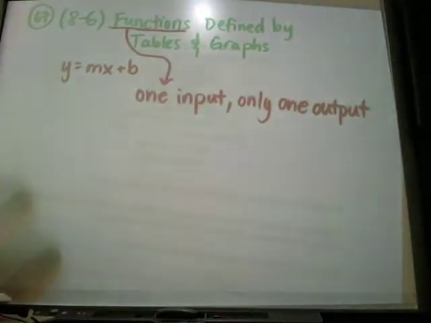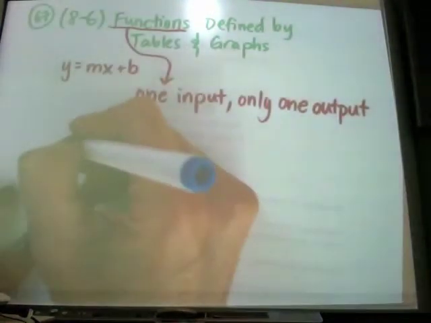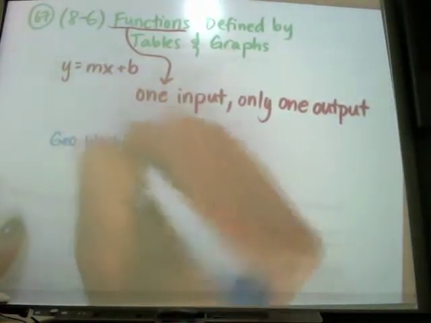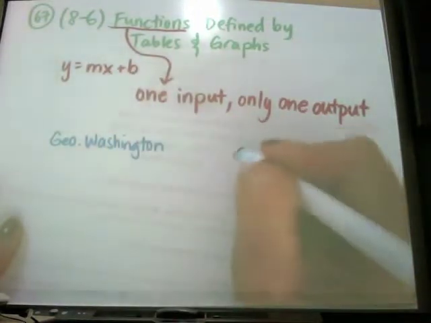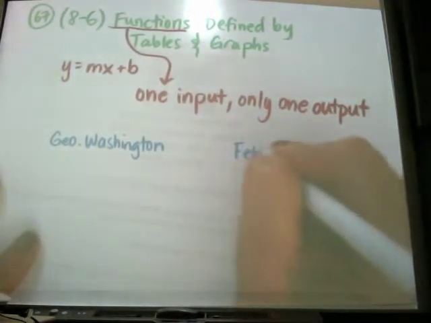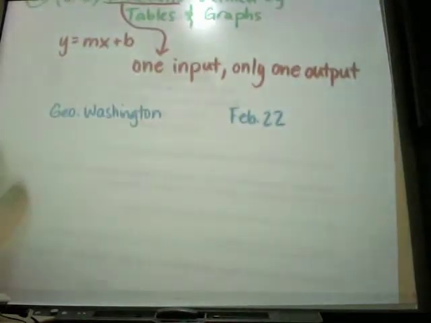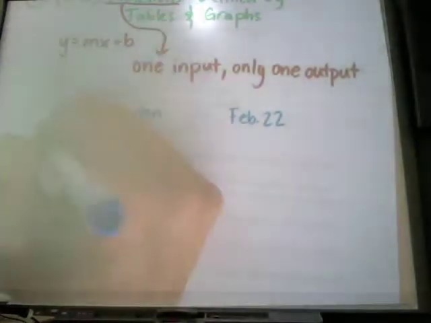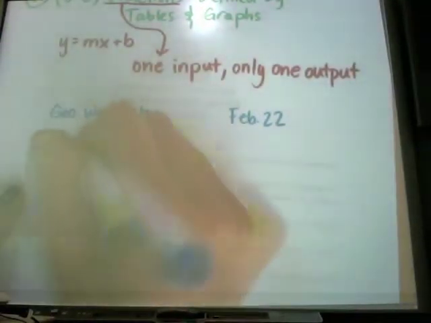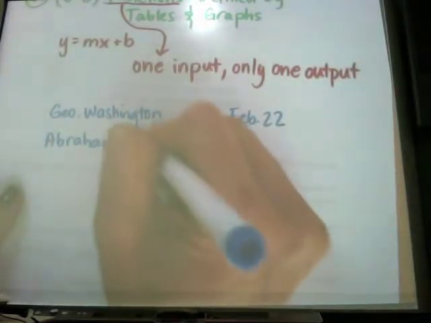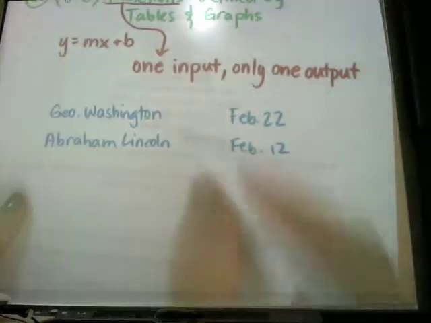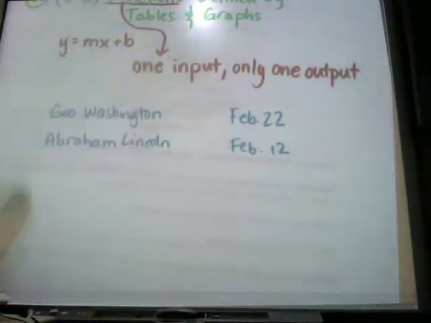So, for example, there's an example in your book about birthdays. George Washington had one birthday, February 22nd. Pretty close to today, which is why we had yesterday as a holiday, President's Day. Well, it wasn't just him, it was also Abraham Lincoln. He only had one birthday, February 12th, right? One input.